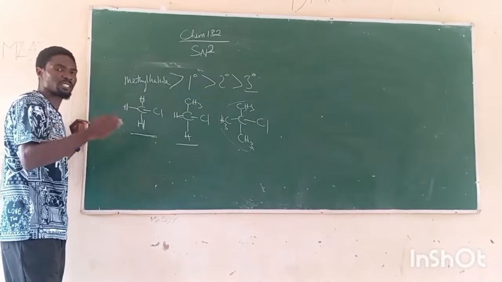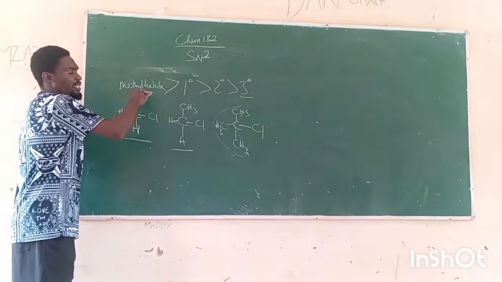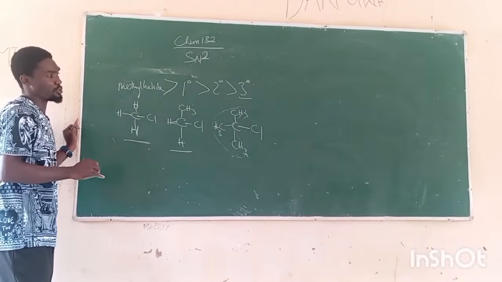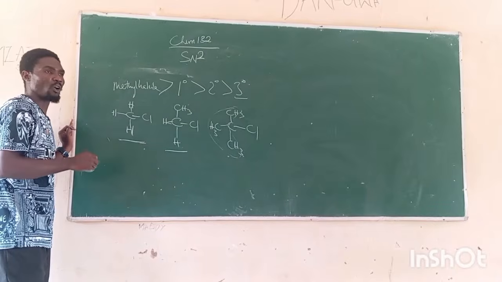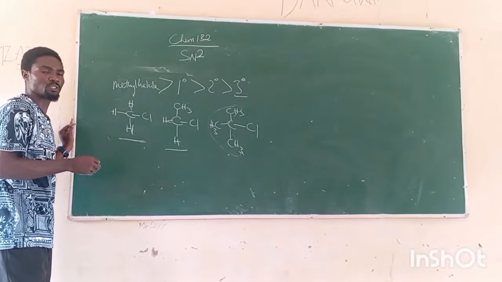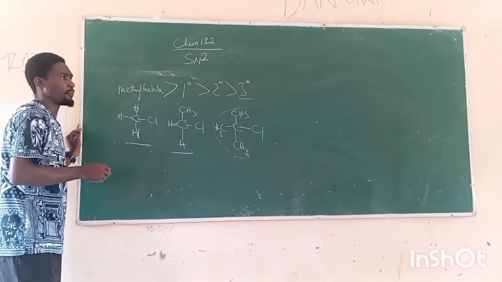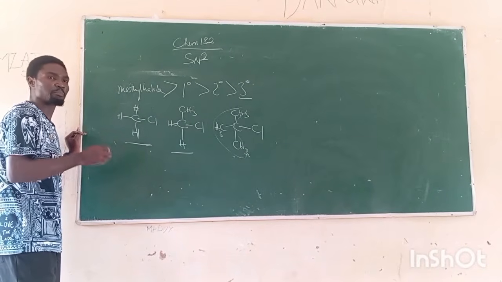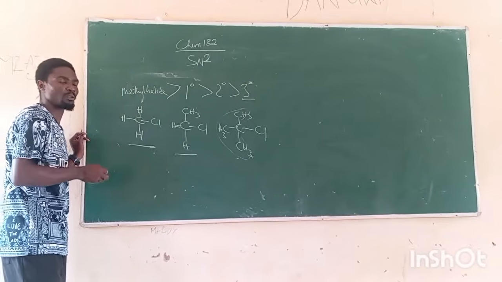Two factors we have covered: the steric hindrance, which determines which type of alkyl halide will readily undergo SN2 reaction, and the nature of the leaving group. The next is the nature of the solvent. A good nucleophile will be better in an aprotic polar solvent.